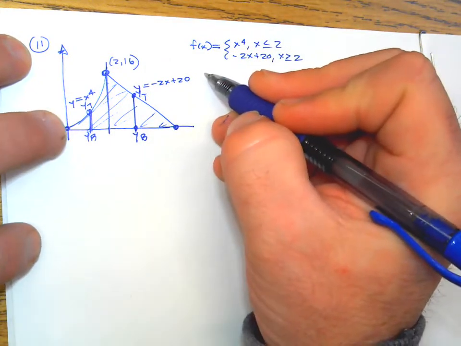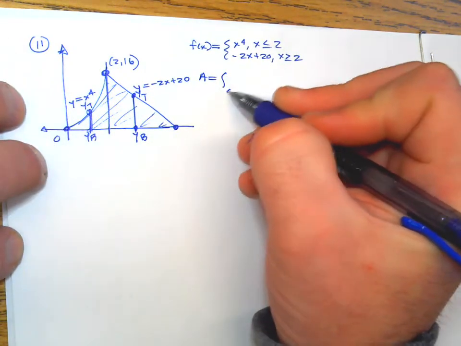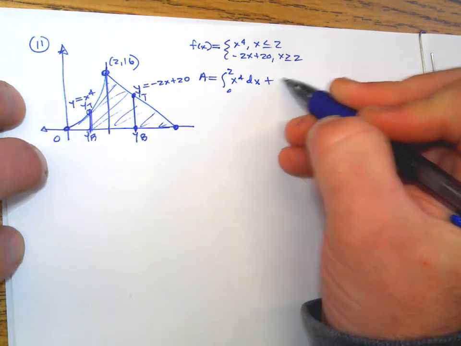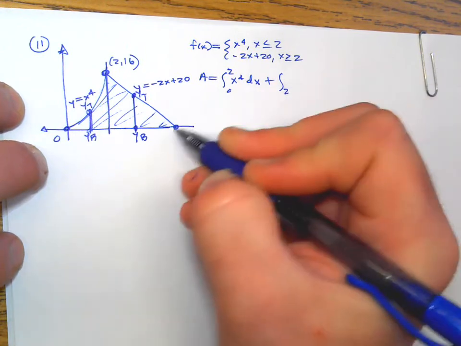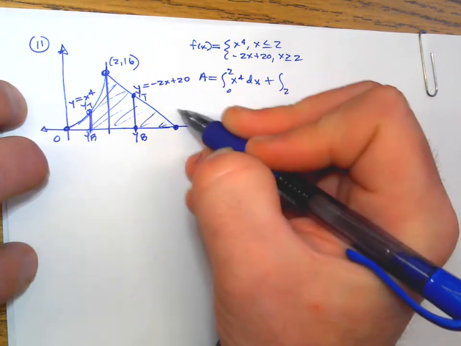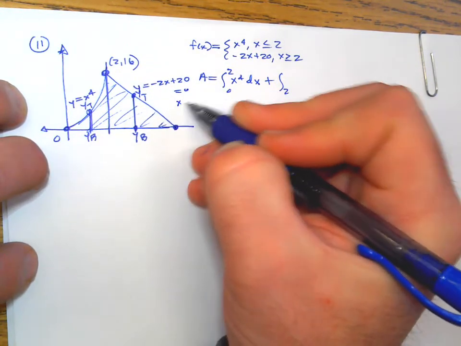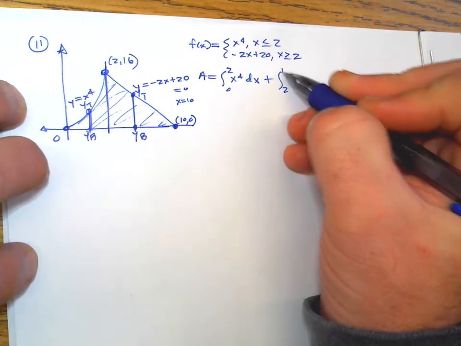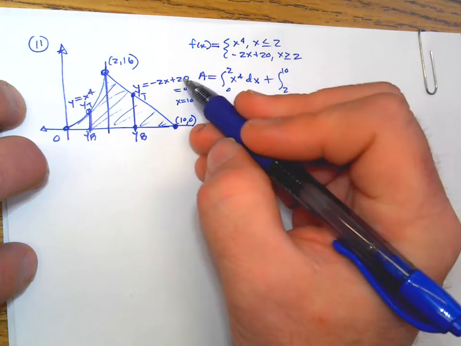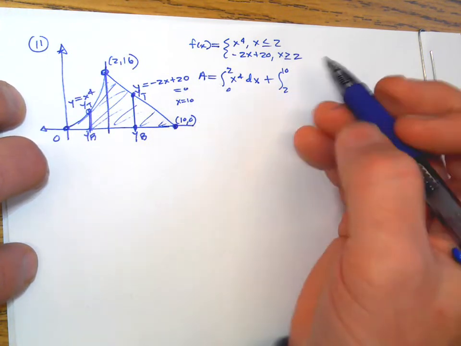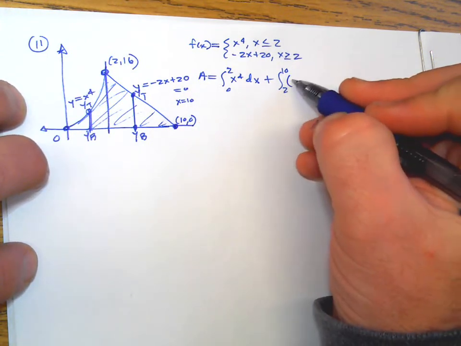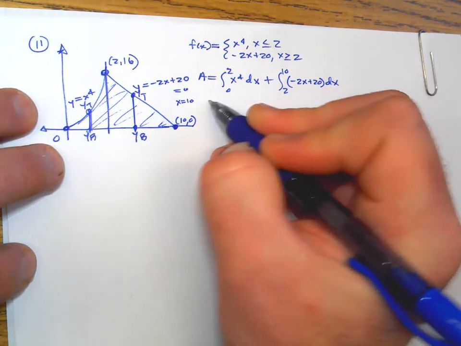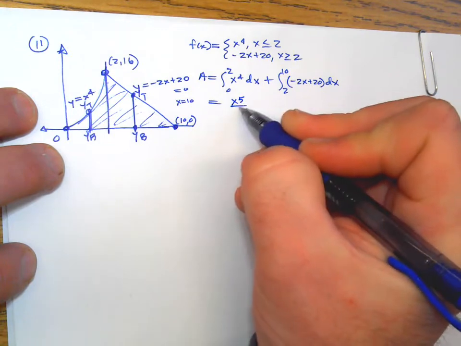But the area, you're going to have to do 0 to 2 of x to the fourth dx on its own, plus 2 to, now we got to find this x-intercept. So we're going to set this equals 0, and we get x equals 10. So this is at 10 comma 0. Some people just said 20. No, this is the y-intercept. You can find the x-intercept from it. You got to put parentheses around this, 2x plus 20. So that's your setup. And then x to the fifth over 5.